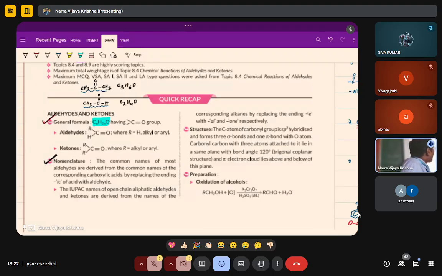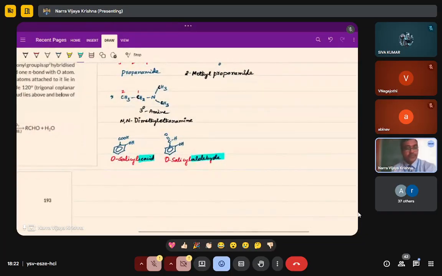Structure. Carbon atom of carbonyl group is sp2 hybridized and forms 3 sigma bonds and 1 pi bond with oxygen atom. Carbonyl carbon with 3 atoms attached to it lie in the same plane with bond angle of 120. Some nonsense, see what they are saying. I am coming to this.